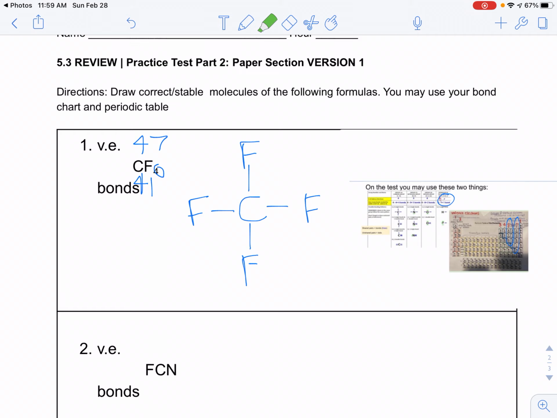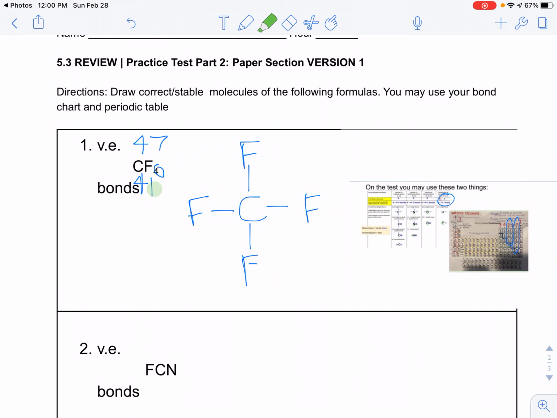Now check your bonds. Does everyone have what they need? The carbon is supposed to have 4, and I see it has 1, 2, 3, 4. That's good. The fluorine is supposed to have 1, and when I look at this fluorine, it has 1, 1, 1, 1. So everything is happy. If you leave it like that, you will get full credit.